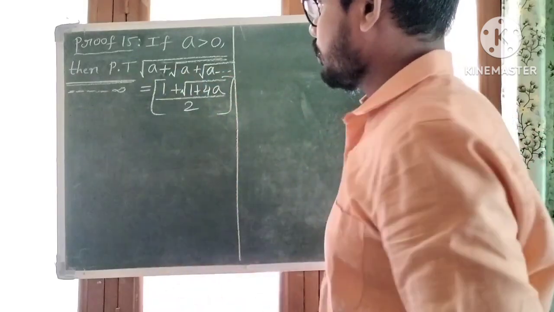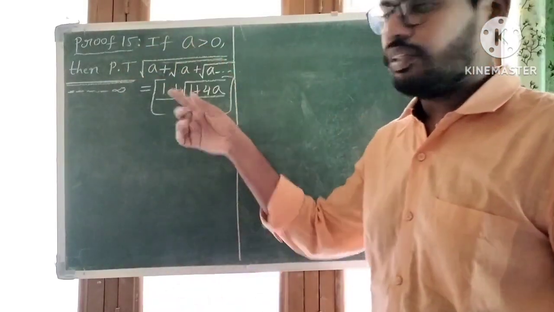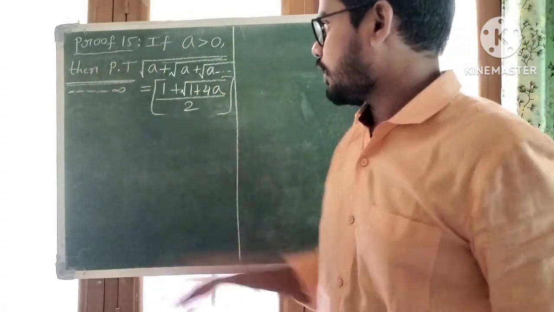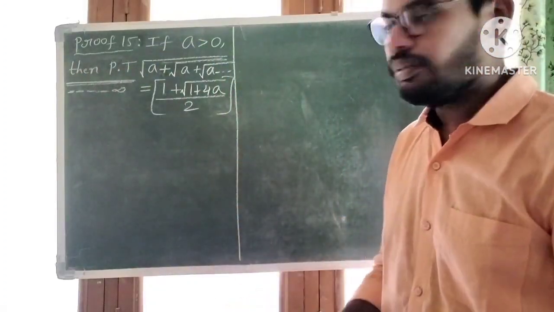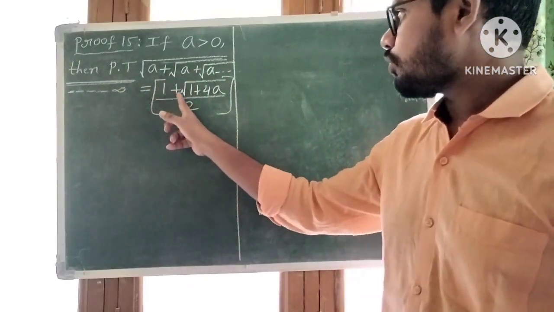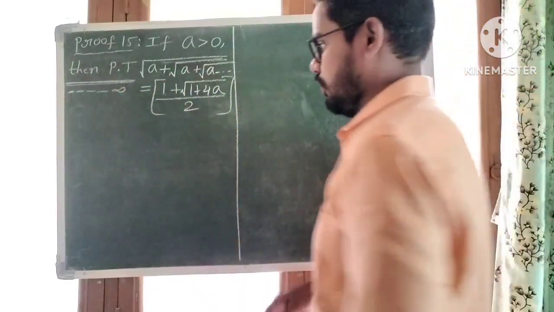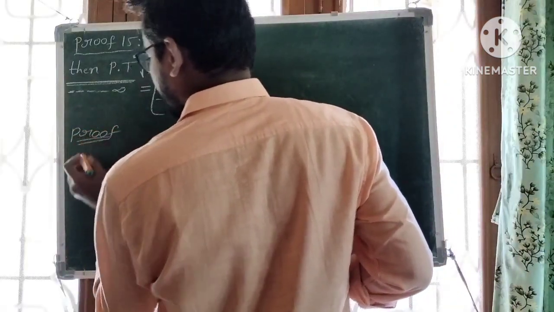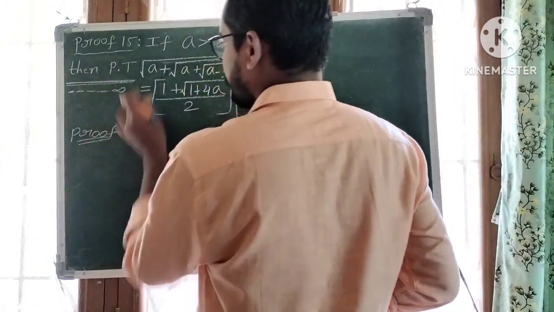Okay. So here, a greater than 0, here a value is positive. Then prove that square root of a plus square root of a plus square root of a and so on, infinity times, is equal to 1 plus root over 1 plus 4a by 2. So let's start the proof. First of all, let us consider LHS.